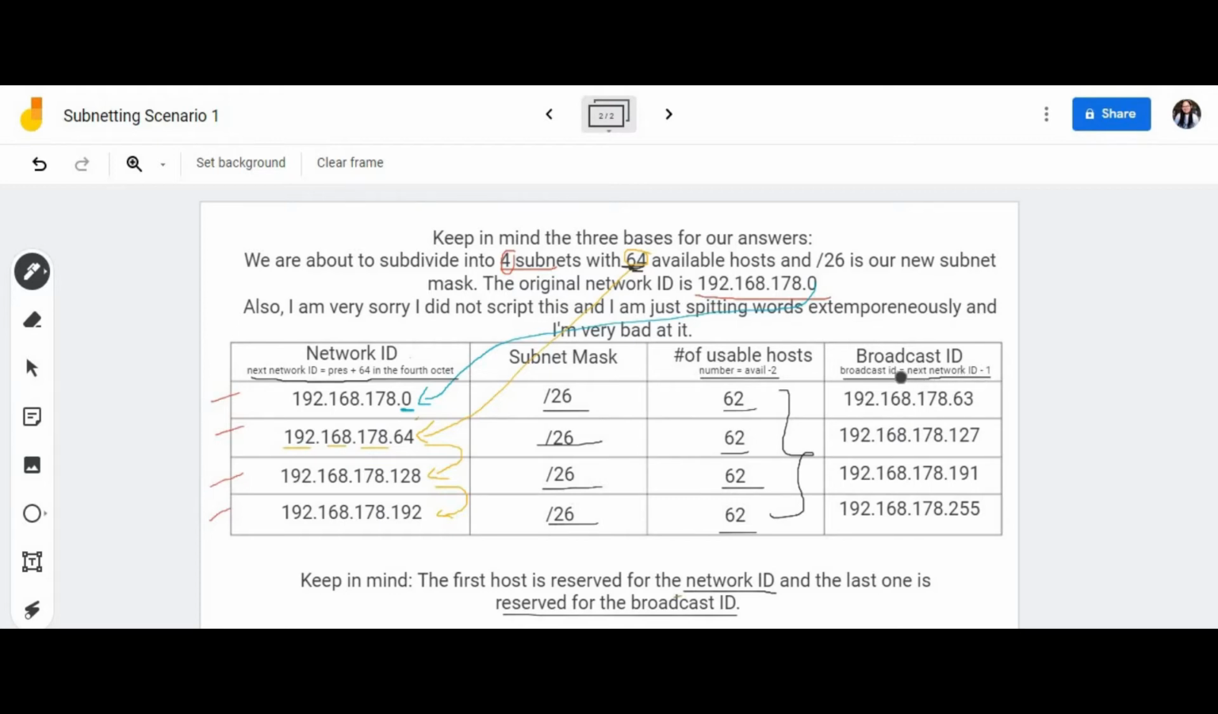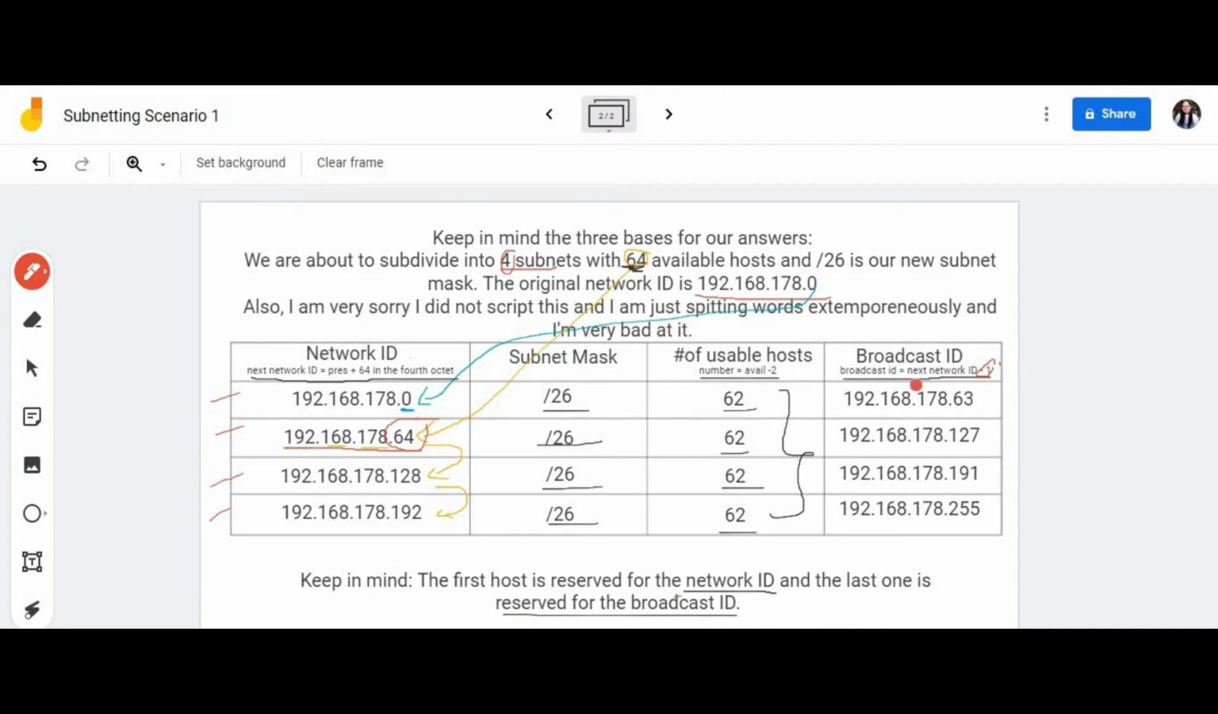Basically, because we already have our number of available hosts here, and we already know that the first one is reserved for the network ID, hence our broadcast ID here for the last. Basically, we will just have to use this formula again, which is broadcast ID equals next network ID minus 1.